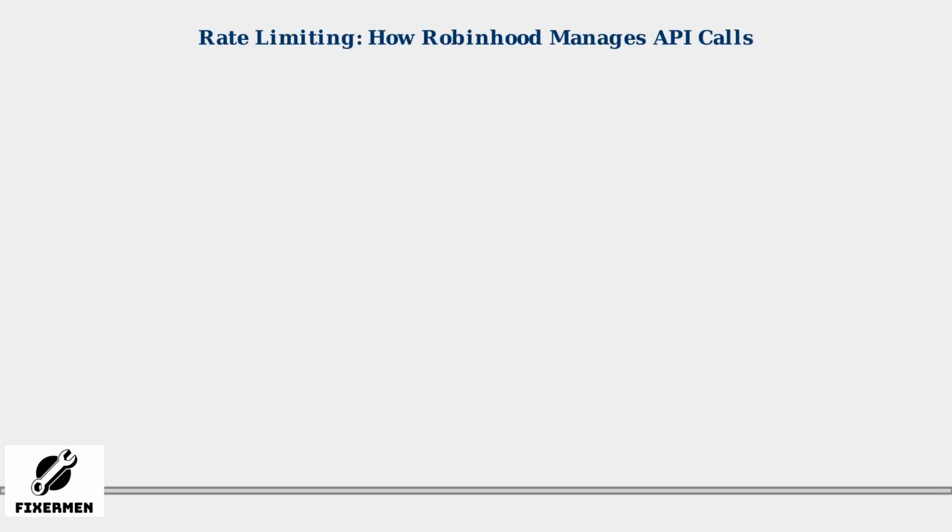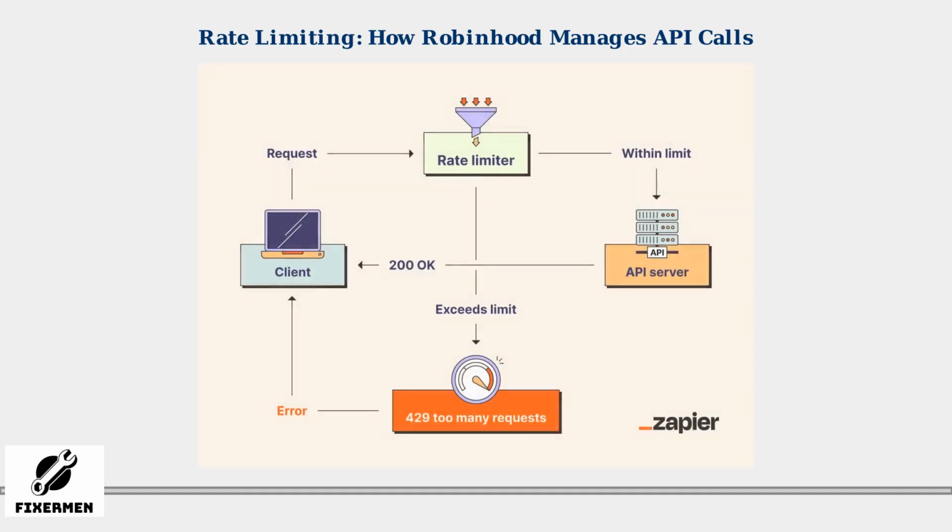Rate limiting is a crucial technique Robinhood uses to manage API calls during periods of high traffic. By controlling the frequency of requests, they prevent their servers from becoming overwhelmed. Here's how it works. When users send requests to Robinhood's servers, a rate limiter acts like a gatekeeper, checking if the request volume is within acceptable limits.